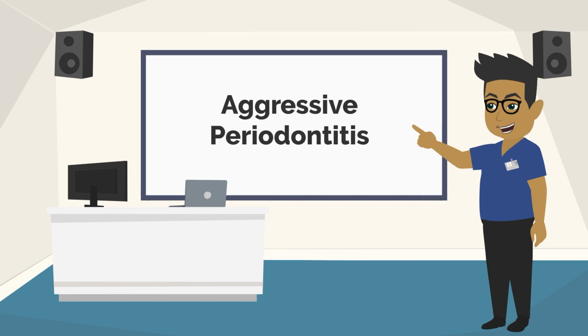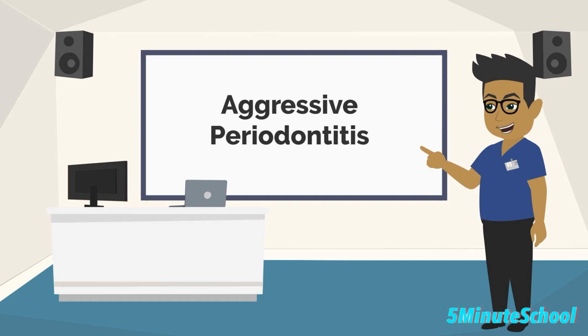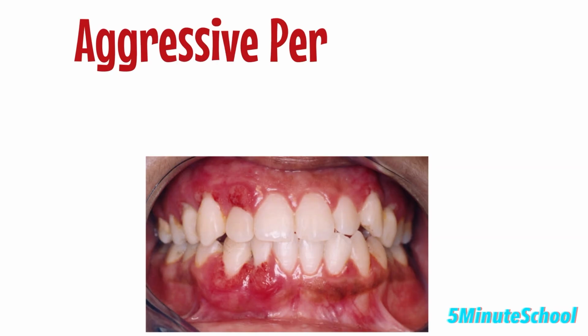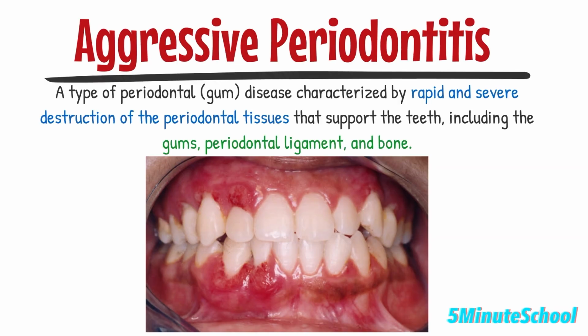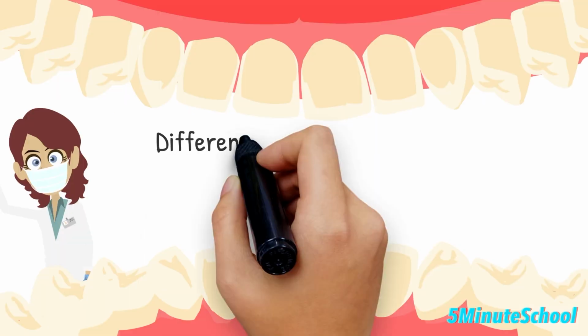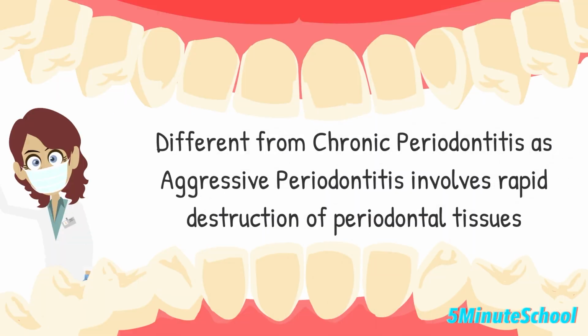Aggressive periodontitis, also known as aggressive periodontal disease, is a type of gum disease characterized by rapid and severe destruction of the periodontal tissues that support the teeth, including the gums, periodontal ligament, and bone. This condition is distinct from chronic periodontitis, which progresses more slowly. Aggressive periodontitis can result in tooth loss if not properly managed. We're going to go into this condition in a bit more detail in today's video.